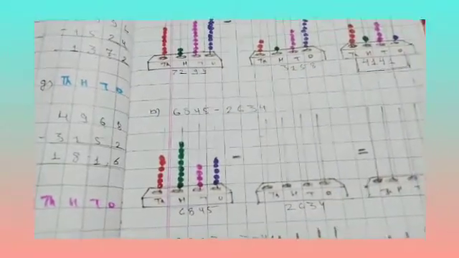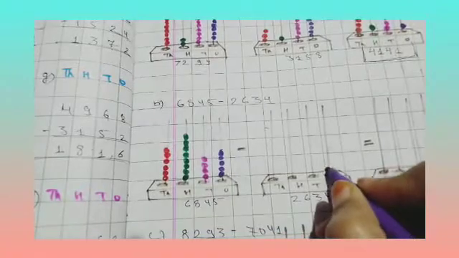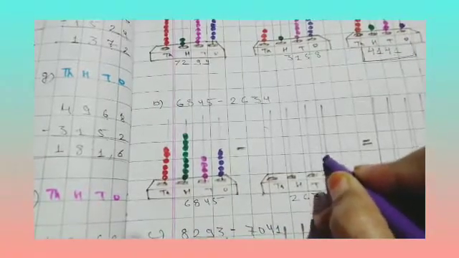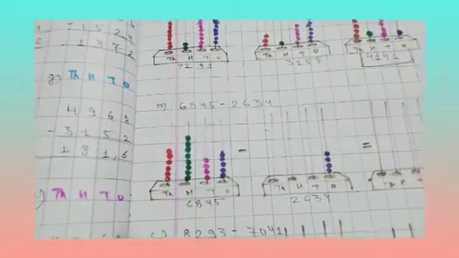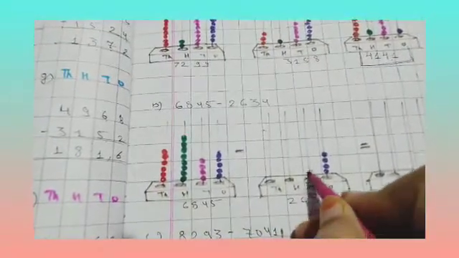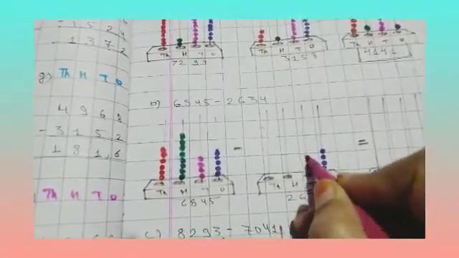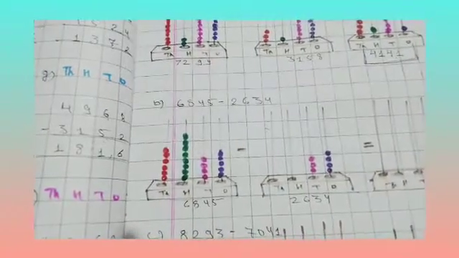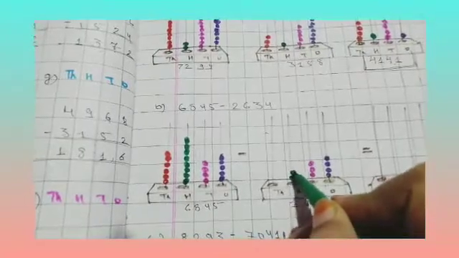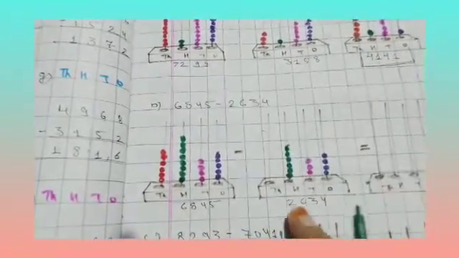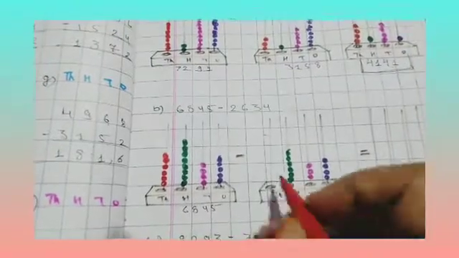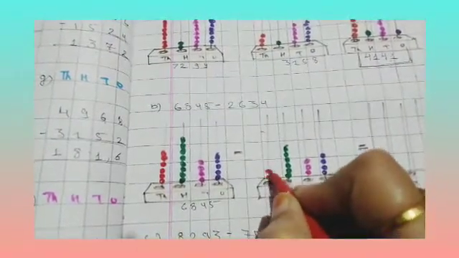2634. So 4 is at the ones place. So we are going to place 4 beads. 1, 2, 3 and 4. At tens place we are going to place 3 beads. So 1, 2 and 3. Now at the hundred place we are going to place 6 beads. 1, 2, 3, 4, 5 and 6. Now at the thousand place we are going to place 2 beads. So 1 and 2.